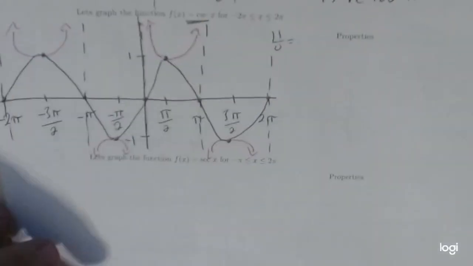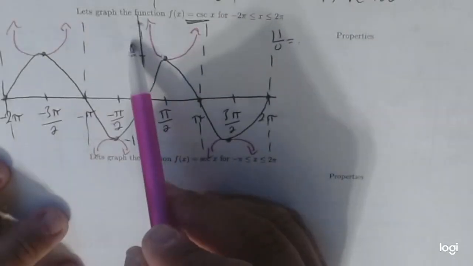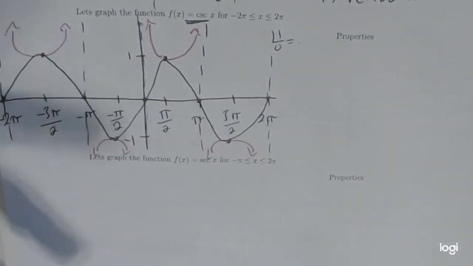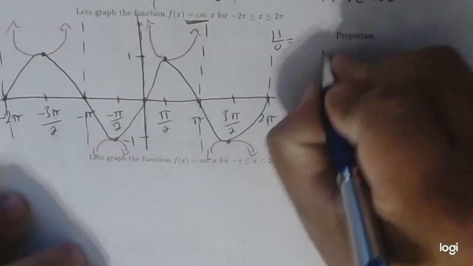So the cosecant function is only the ones that are in pink. Everything else is just to help you graph it. That's the easiest way I can think of when it comes to graphing these. You literally just graph the sine function, make U's, and just erase everything else. Pretty cool, huh? Okay.